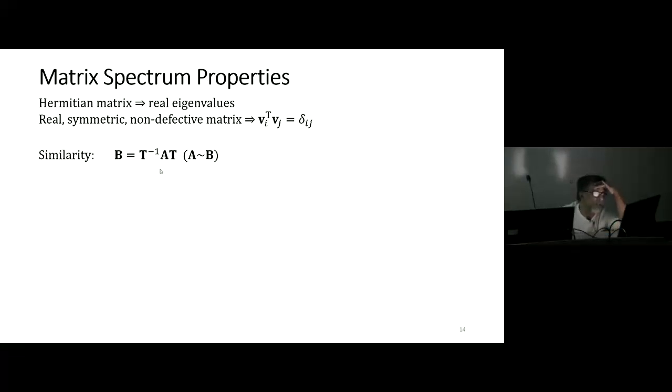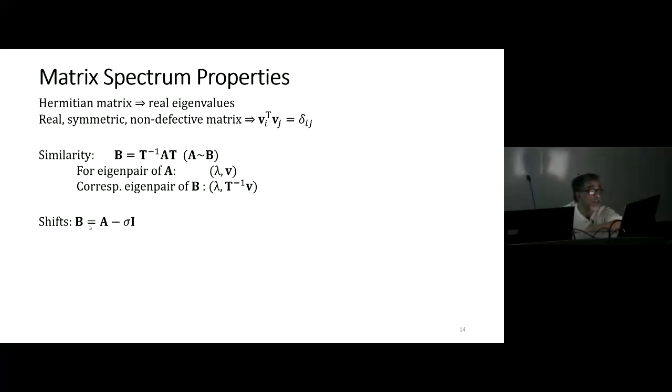Similarity transformation: A and B are two similar matrices under this T. So if the eigenpair of A is lambda, V, then for the corresponding eigenpair of B, the eigenvalue does not change, and the eigenvector you have to pre-multiply with T inverse.